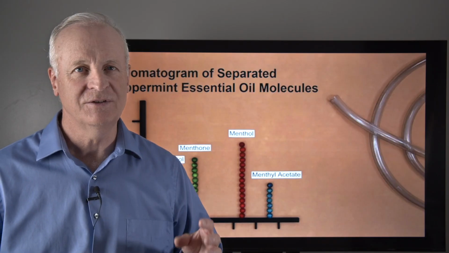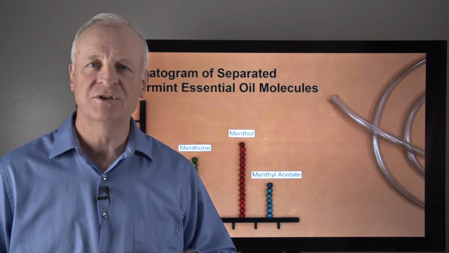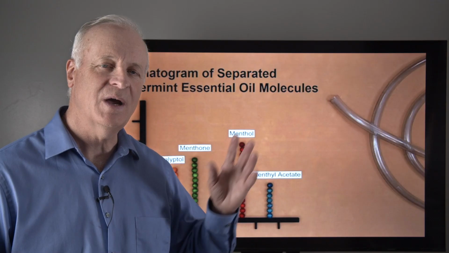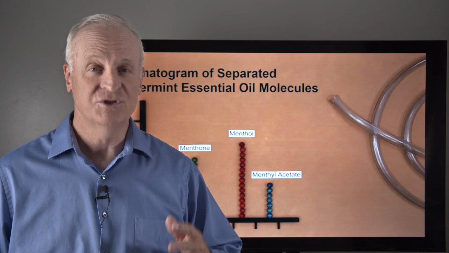Once they come out of the GC and are detected, then they're placed on a chart. The chart is time versus intensity. In this case, the light molecule, eucalyptol, came out first. Then another light molecule, menthone, comes out next. That's the green one. Then you see the red dominant menthol. That's the minty aroma of peppermint. And then finally you see the larger molecule, methyl acetate. They were separated by the GC column and detected by the detector. In this case, we're going to talk about the MS as the detector for the GCMS instrument.